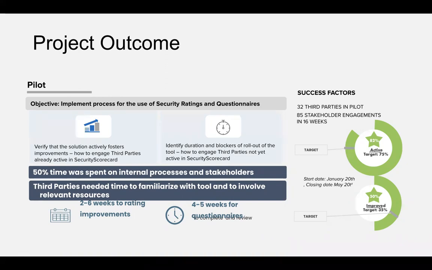And the next part there was moving the dial, let's say, getting them to start to interact and reduce the risk there. And here we actually had an improvement of 50% of the vendors, even though we only targeted 35% as kind of moving the dial there. And so this was a very modest pilot of which we wanted to control things to see, are we moving things in the right direction? So we used about 2 to 6 weeks on the ratings improvements per vendor and 4 to 5 weeks on questionnaires. So again, communication strategy is the key takeaway here.